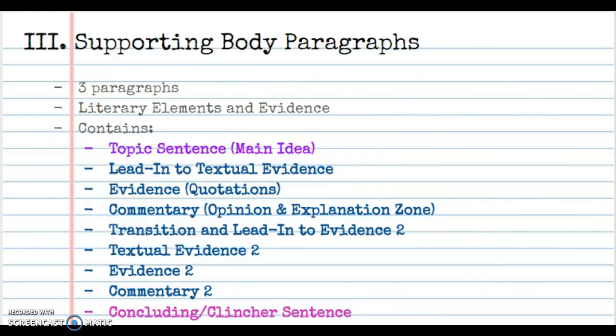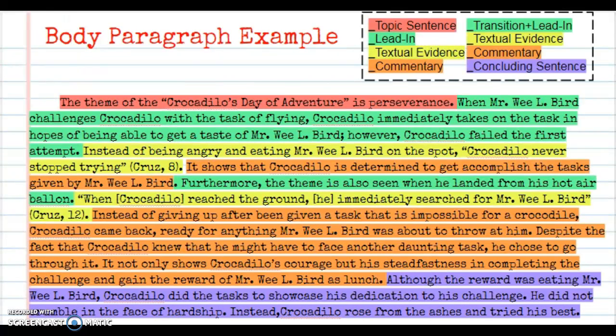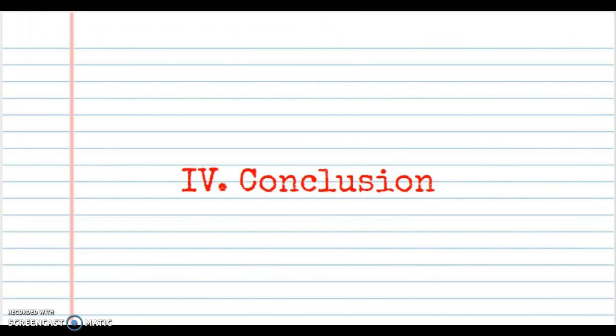Then you transition using words like finally, in another example, later in the story, in contrast to this behavior, not only, but also, or furthermore, and end with your concluding sentence that summarizes your evidence and your commentary and ties it back into the thesis. Here is an example of a body paragraph. All the corresponding categories are highlighted in the corresponding colors. Red for topic sentence, green for lead-ins, yellow for textual evidence, orange for commentary, and purple for our concluding sentence.